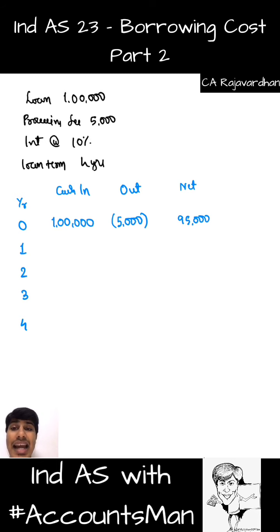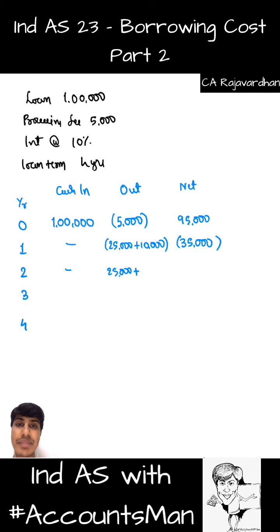Done. Next, at the end of year 1, I need to repay principal of 25,000 and interest at 10%, that is 10,000. So basically I need to be repaying 35,000 rupees. This is my outflow.